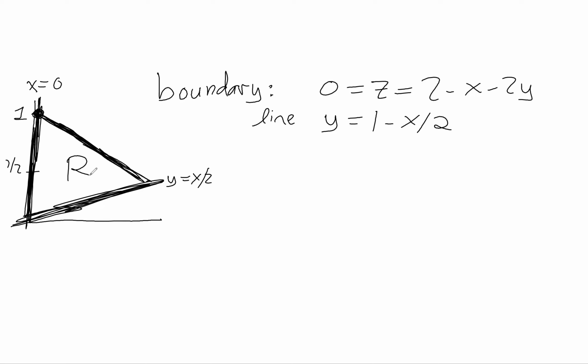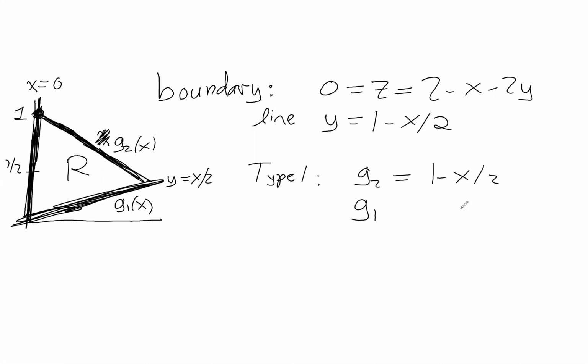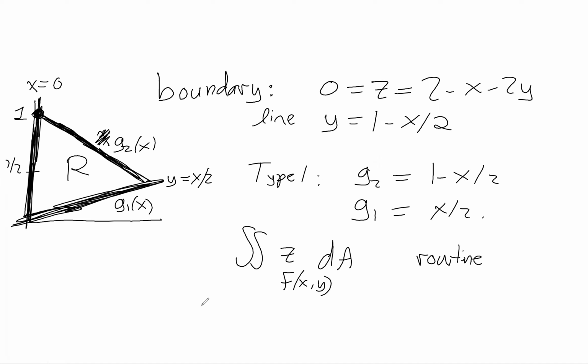So it's a type 1 region, because if we call this G2 and G1, our G2 is 1 minus x over 2, as we just saw, and our G1 is x over 2. So now we can do our double integral of z, otherwise known as f of x, y. The rest is routine, but the setup is the hard part. So that was the point of this video.